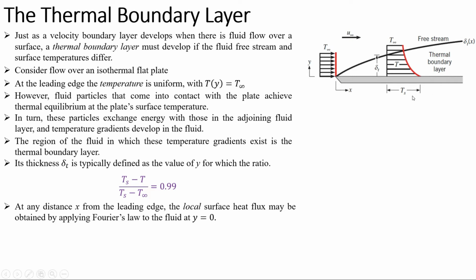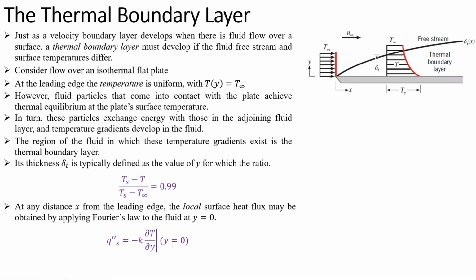So at any point at a distance x from the leading edge, the local surface heat flux may be obtained by applying Fourier's law to the fluid at y equals 0. So we can write Fourier's law of heat transfer as q double dash s is equal to minus k dou T over dou y at y equals 0, because T is changing in the y direction. That's why we have taken the temperature gradient in the y direction.